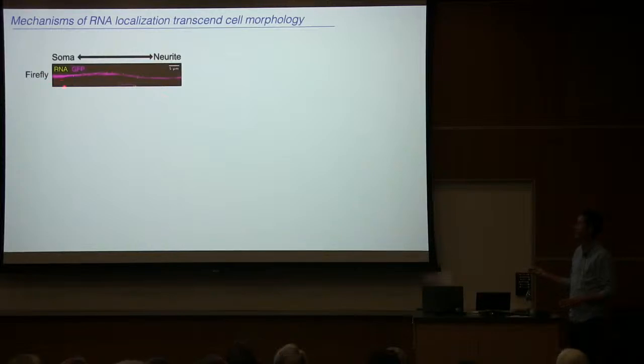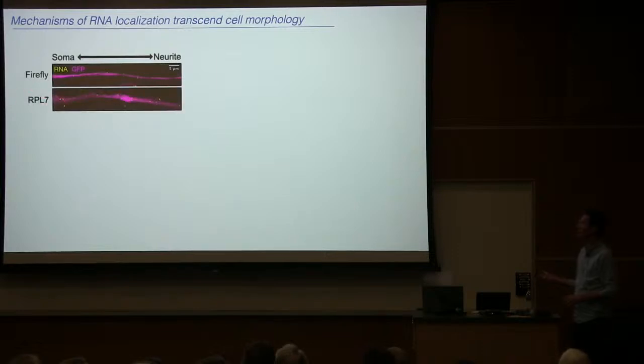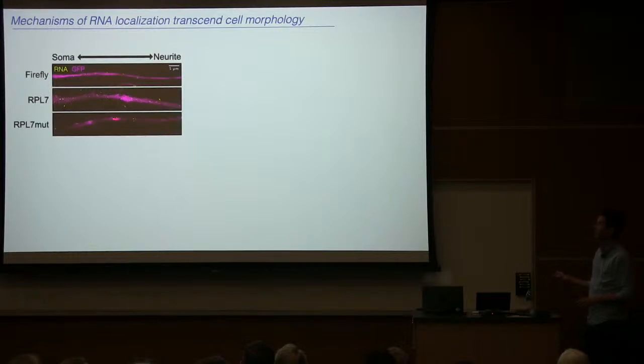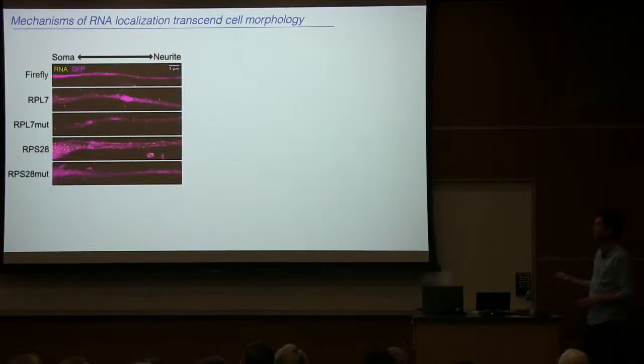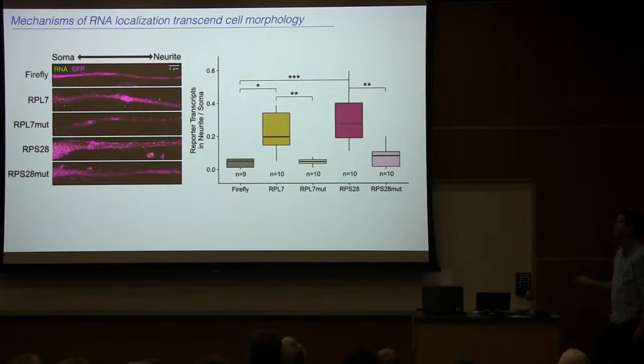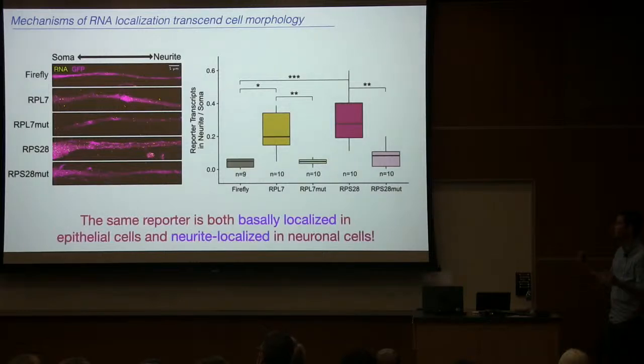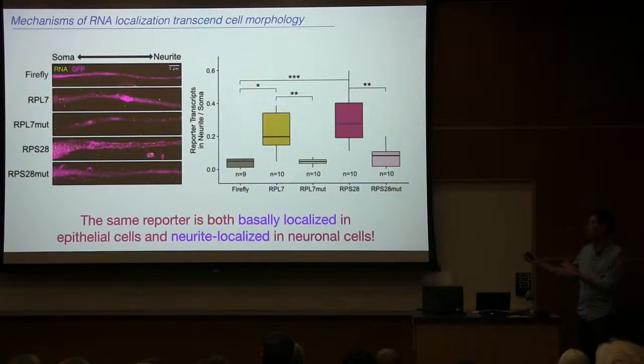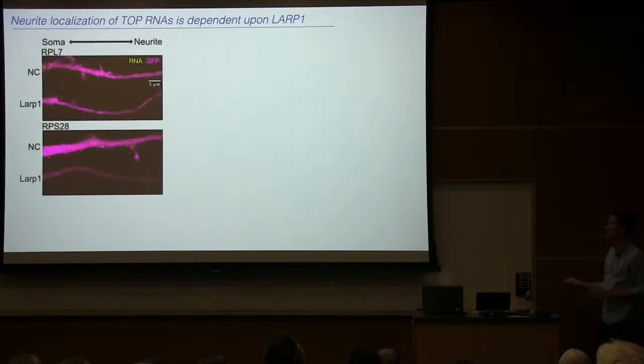So now just our blank firefly RNA on its own doesn't really get out to the neurite. But once you put the 5' TOP motif from RPL7, there's a lot of it in the neurite, but not if you add the mutant TOP motif. And the same thing is true for RPS28. And again, this is quantified here. Wild type TOP motif, very good at taking this RNA out to the neurite. Mutant TOP motif, not so much. Okay, so the same reporter is both basally localized in epithelial cells and neurite localized in neurons. So perhaps these are kind of like spatial equivalents, right?